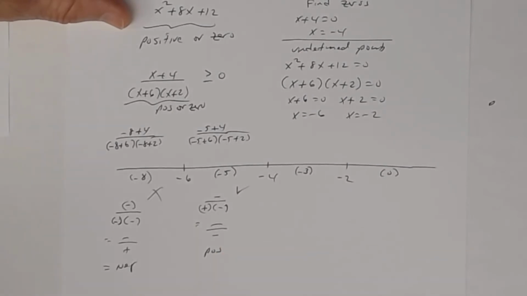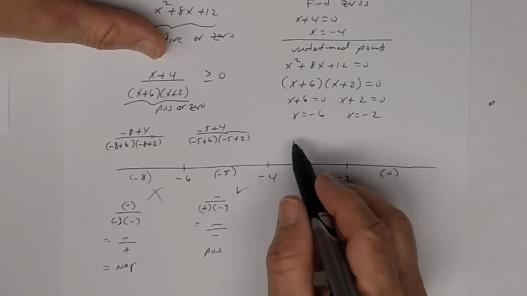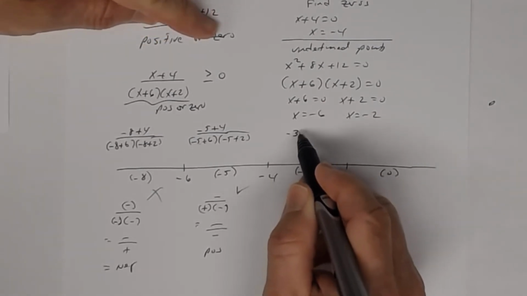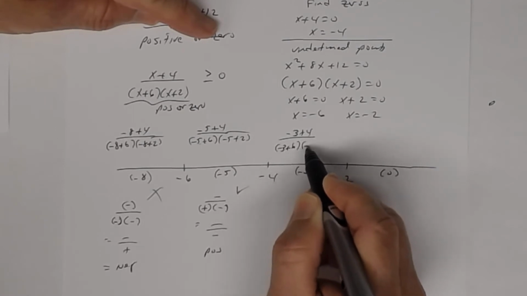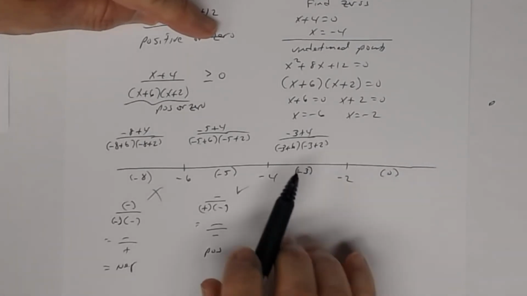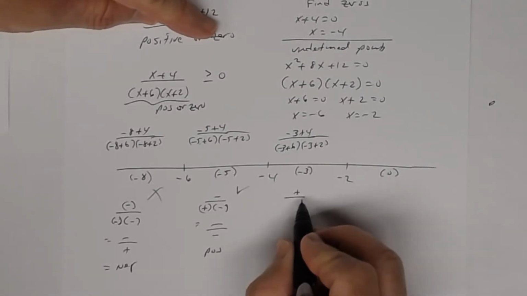Go to negative 3. Very simple. Same procedure always. So negative 3 plus 4 divided by negative 3 plus 6 times negative 3 plus 2. All right, now negative 3 plus 4 is positive 1. So the numerator is going to be a positive number.